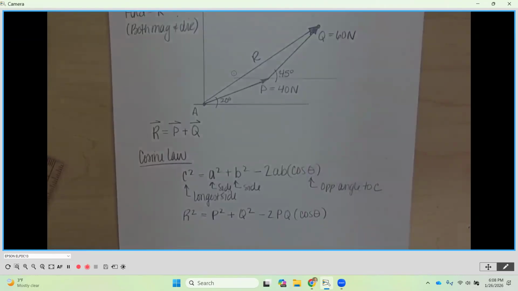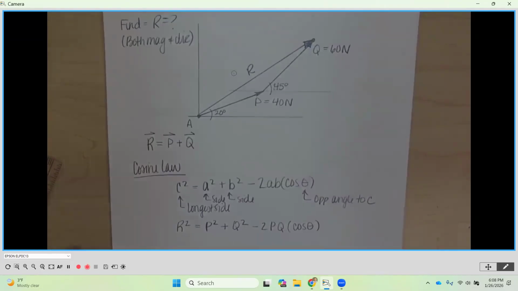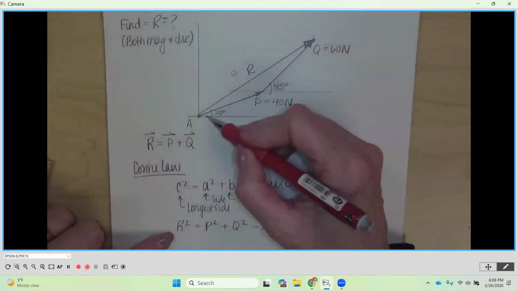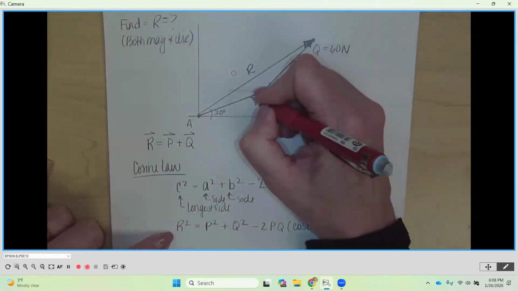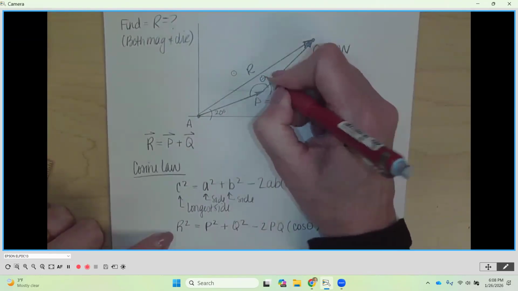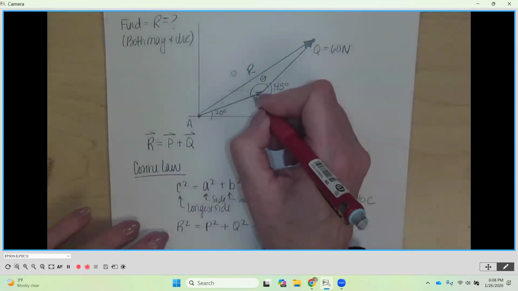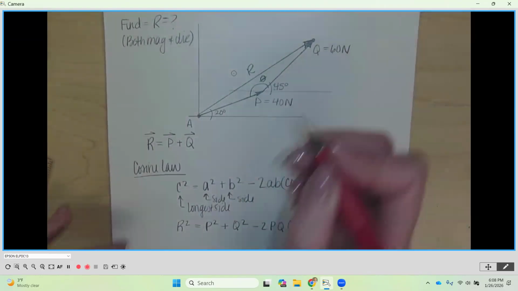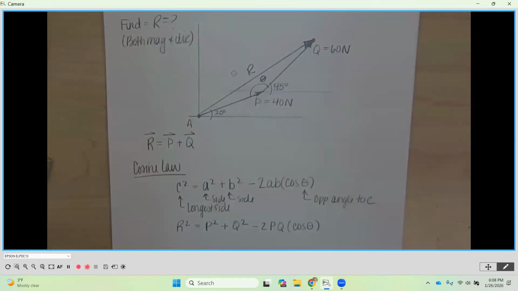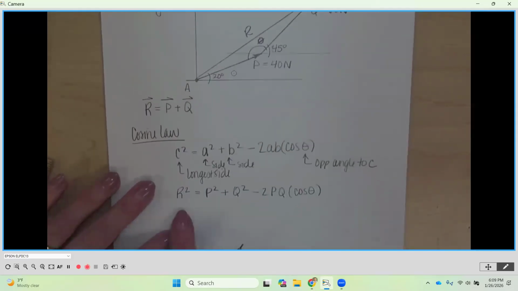Okay. Now, where is theta located? It's going to be located opposite our resultant, right? So that means if the resultant is here, theta is there, right? It's this full angle there. Okay. Now, when we look at this, we want to find what the resultant magnitude is, right? That's what we can use this for.